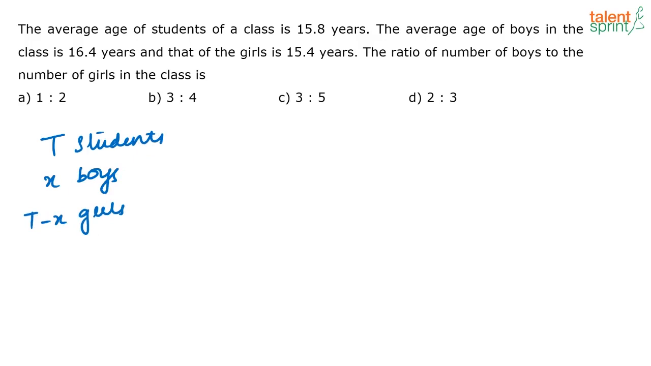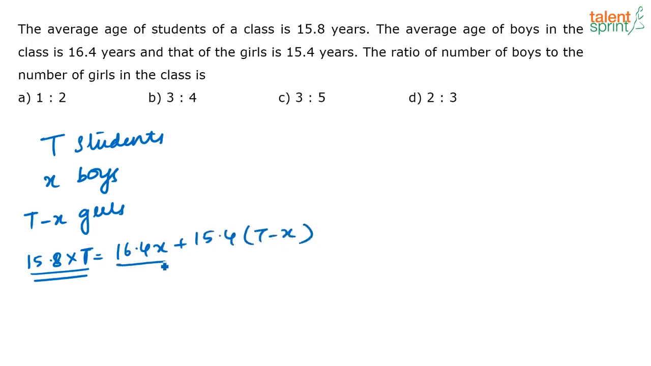Now what is the sum of ages, what is the total age of all the children in the class? That is nothing but 15.8 into T, the average of the class into the total number of students, correct? So this is equal to 16.4X plus 15.4 into T minus X, that is the sum of ages of the boys plus the sum of ages of the girls. So this is the general way in which you solve this question, correct? Solve for this and get the answer. If you solve this equation, you will get the ratio between T and X. So you will actually get T and X in the ratio of 5:2.